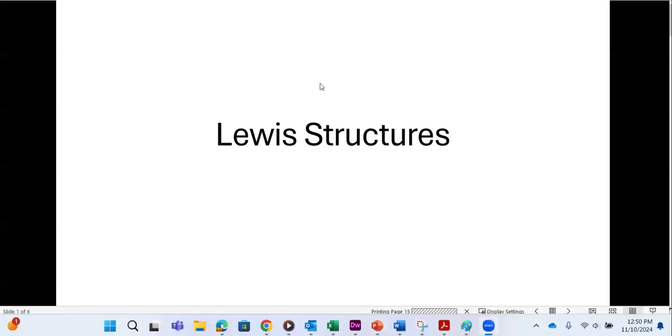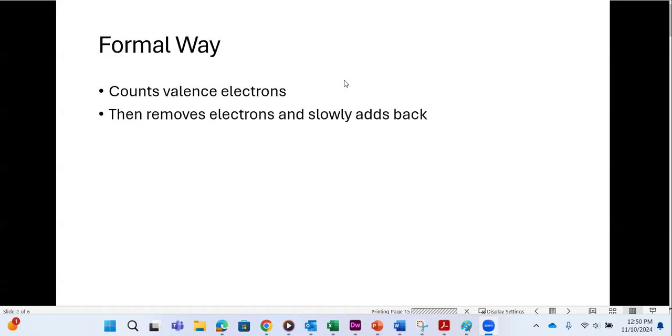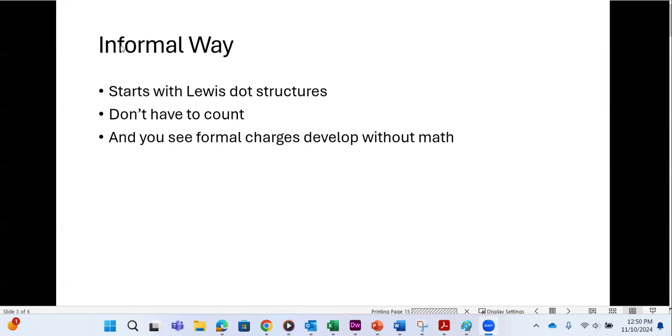Okay, a little short video on Lewis structures to kind of reinforce. From the book, in most sites you find, they'll have this formal way where you have to count the valence electrons, and then you remove the electrons and slowly add them back, and you get these kind of decision things. So I use this more informal way where I start with the Lewis dot structures that you had to learn. The advantage is you don't have to count.